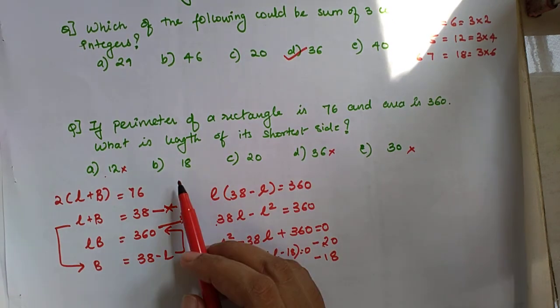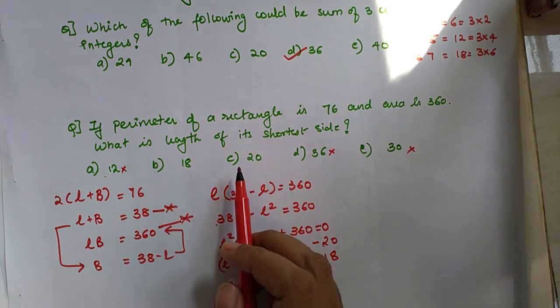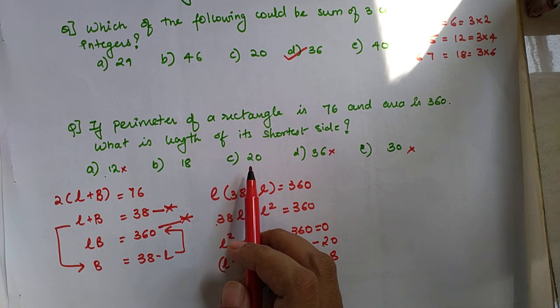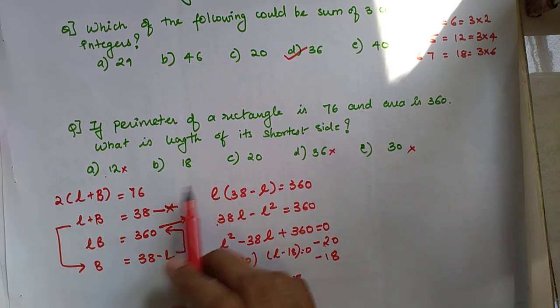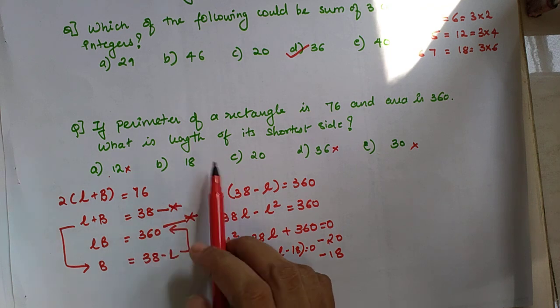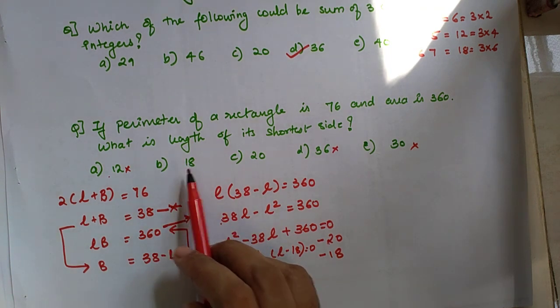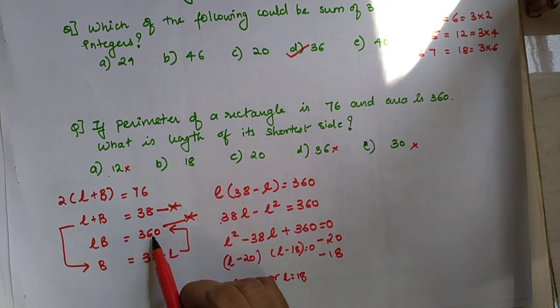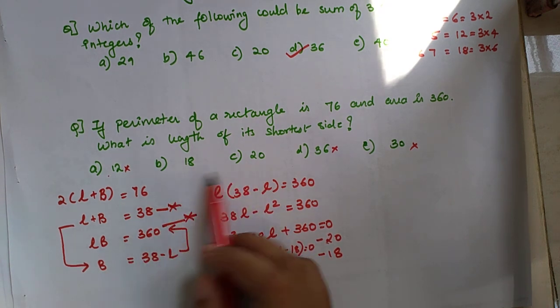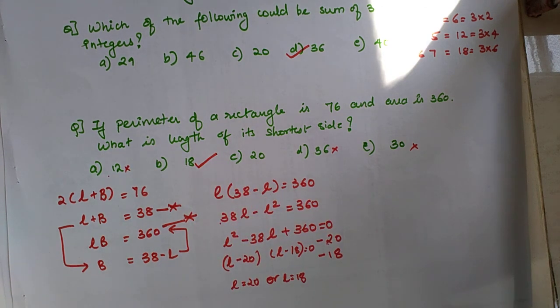Now I have to talk about 18. If I talk about 18, then the next side would be what? 20. Why 20? Because 18 plus 20 only gets me 38. So we can have 18, but now let's check whether 18 into 20 gets you 360 or not. That's right, yeah, it gets you 360. So I can say that 18 is my answer.